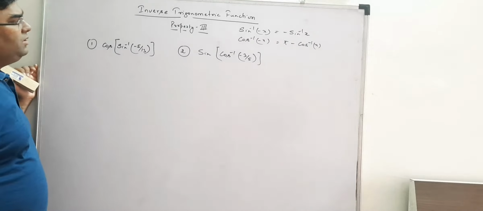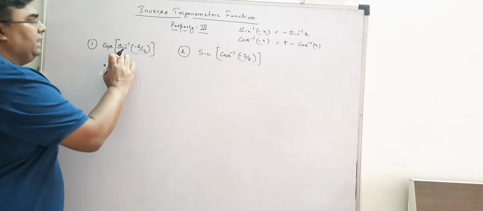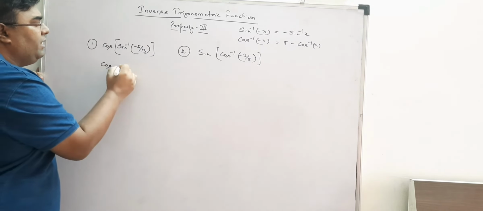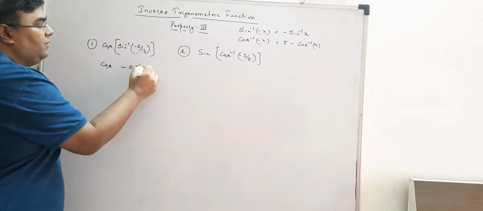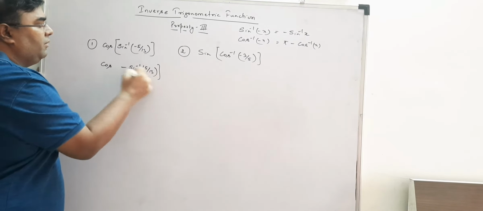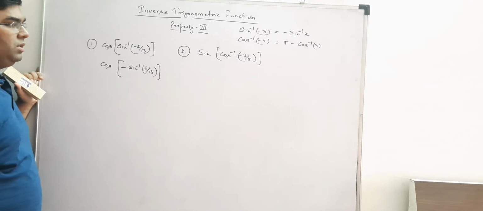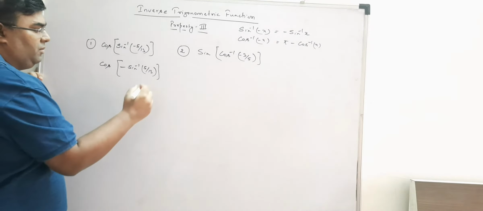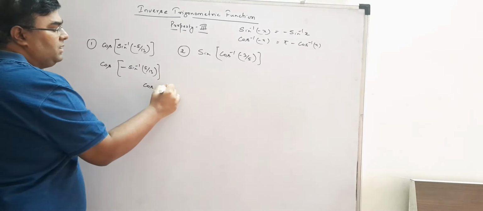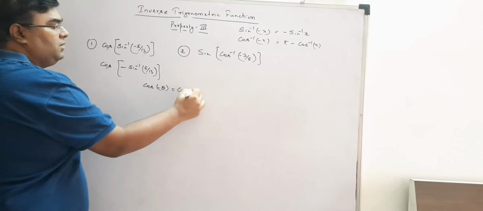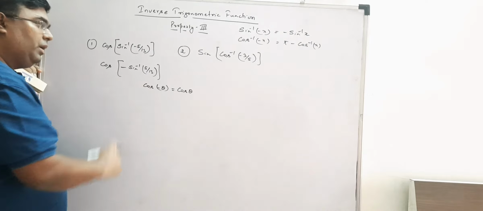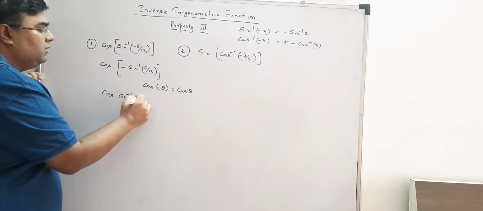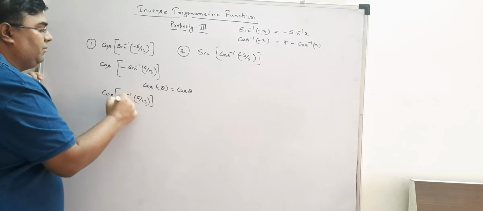So cos sin inverse minus 5 by 13. Now we know that sin inverse minus of anything is minus sin inverse. So in the next step we can write it as minus of sin inverse 5 by 13. This minus sign has come out, right? Now cos minus of anything, for example cos minus theta, we know that this is cos theta. Using this property, we can write it like cos sin inverse 5 by 13.